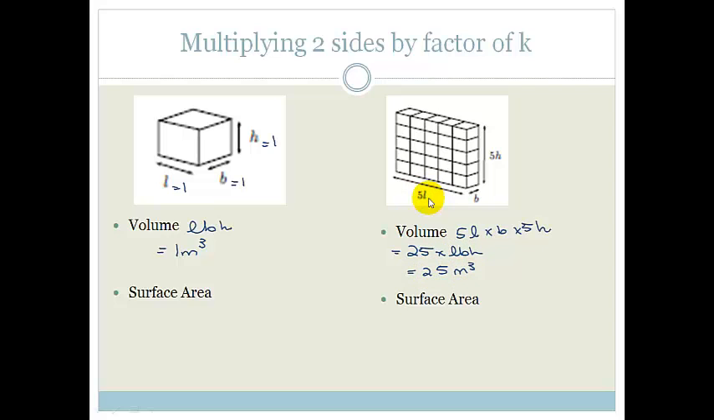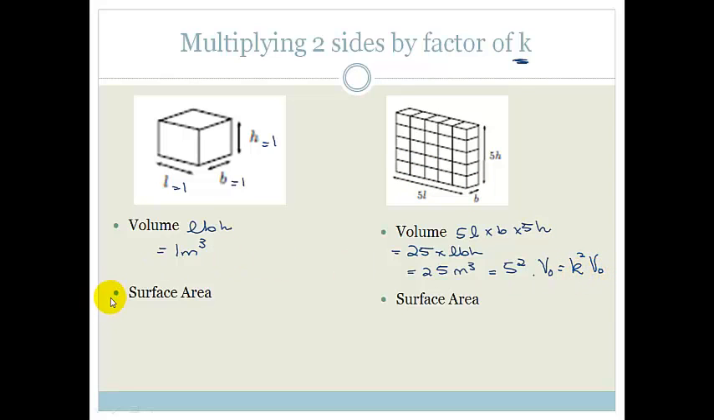But if we'd thought of this 5 as k, because it's a multiple of k, then do you see that that would be the same as saying 5 squared times the original volume, or k squared times the original volume? So this time, if we're multiplying two of the sides by a factor of k, we end up having a volume which is k squared times the original volume.